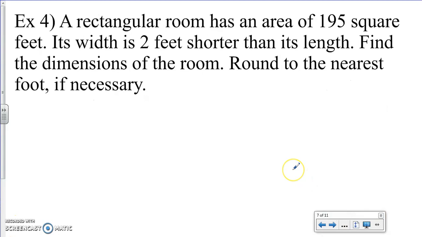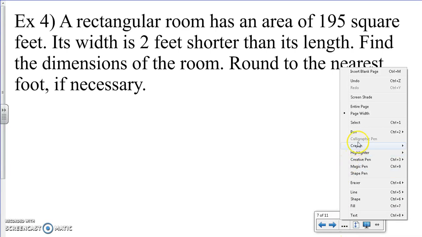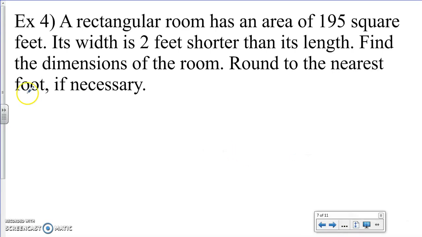Okay, so example 4 here. We have a rectangular room that has an area of 195 square feet. Its width is 2 feet shorter than its length. Find the dimensions of the room and round to the nearest foot if necessary. So let's go ahead and draw a diagram here. So we have our room. Its width is 2 feet shorter than its length. So its length, and then its width is going to be the length minus 2, and the area is 195.